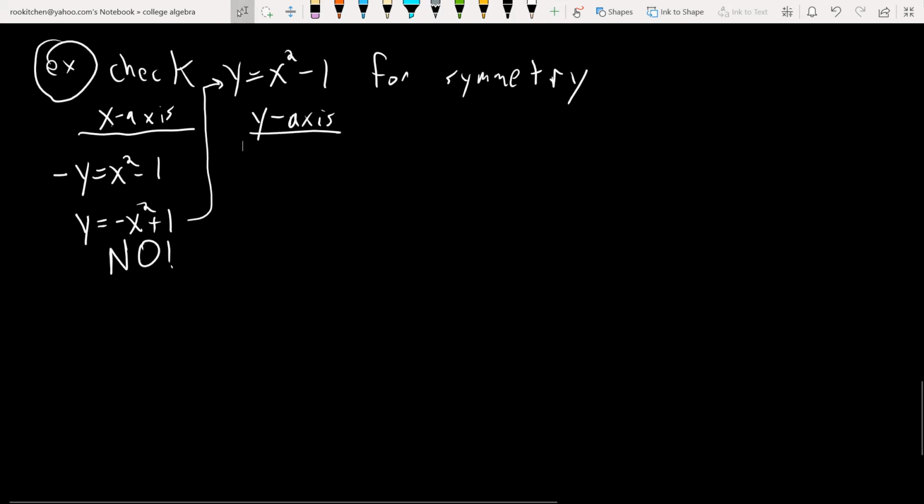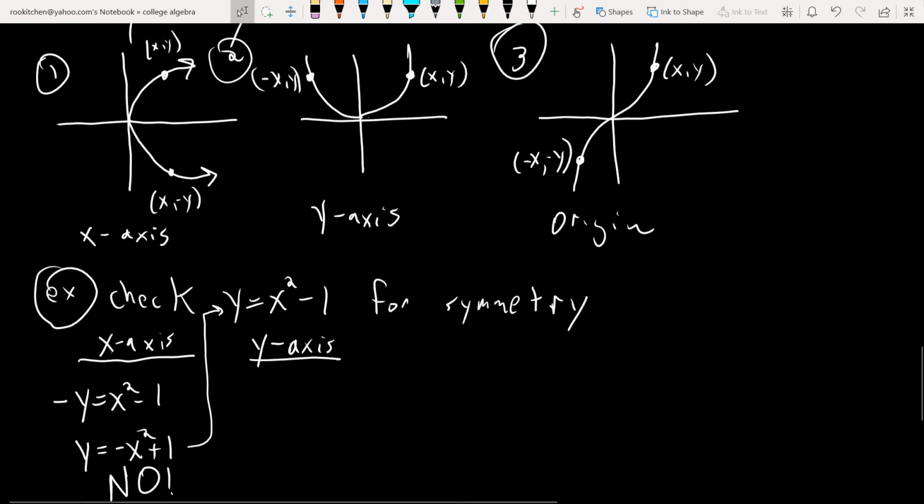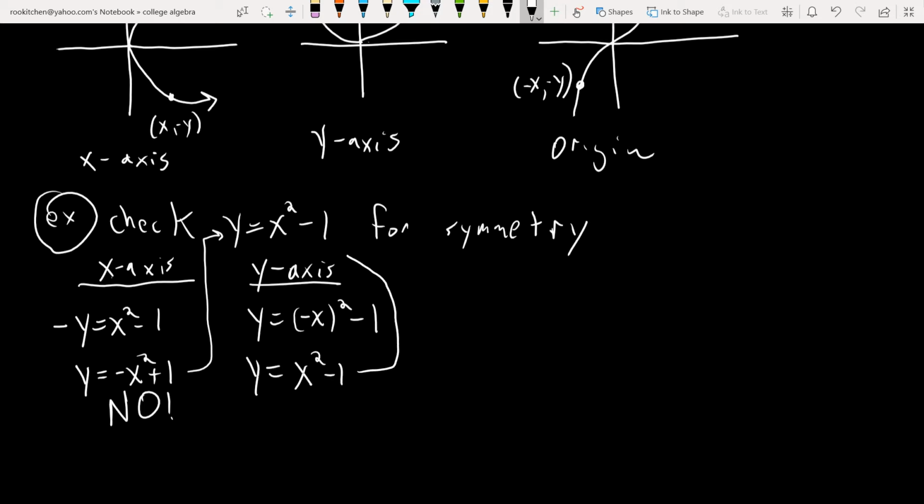Okay, so for y-axis symmetry, look at graph 2 above. If you have (x, y) on one side, it will have (negative x, y) on the other. That suggests replacing x with negative x and seeing what happens. So I have y equals, instead of x, negative x squared minus 1. I simplify it: negative x squared is negative x times negative x, which is positive x squared. And again, I compare it with the original. Is that the same? Yes, so it has y-axis symmetry.